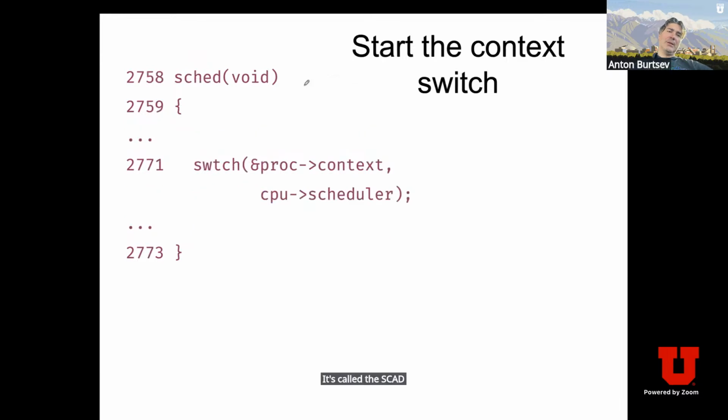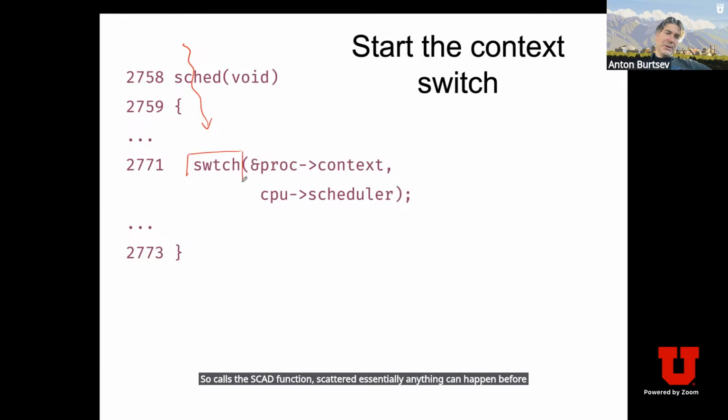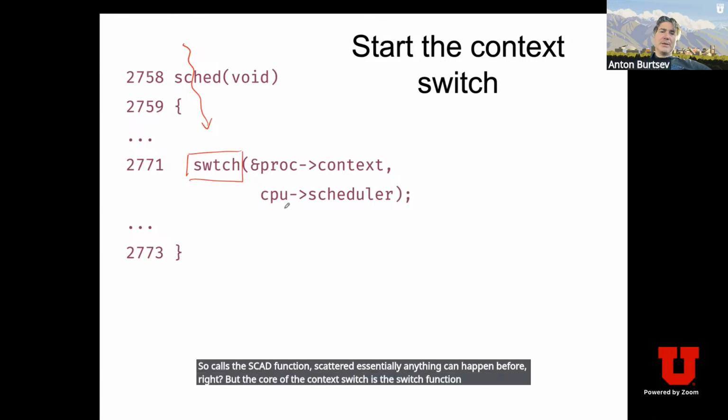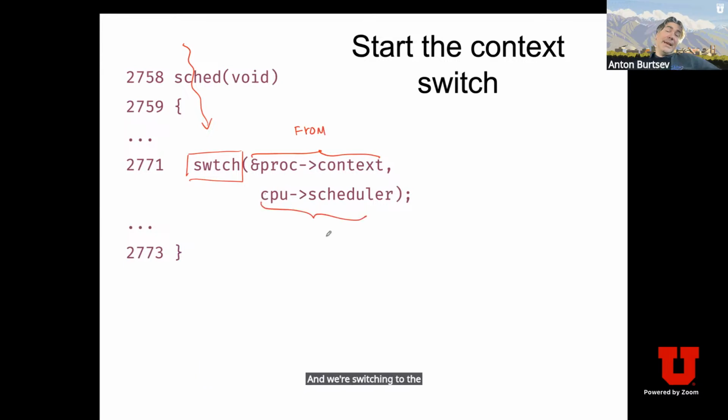Sched essentially, anything can happen before, right? But the core of the context switch is the switch function. It takes two arguments, as I was saying. Roughly speaking, it's a pointer to the context of a process from which we're switching. And we're switching to, in x86, we're not directly switching to a process, we're switching to a scheduler.